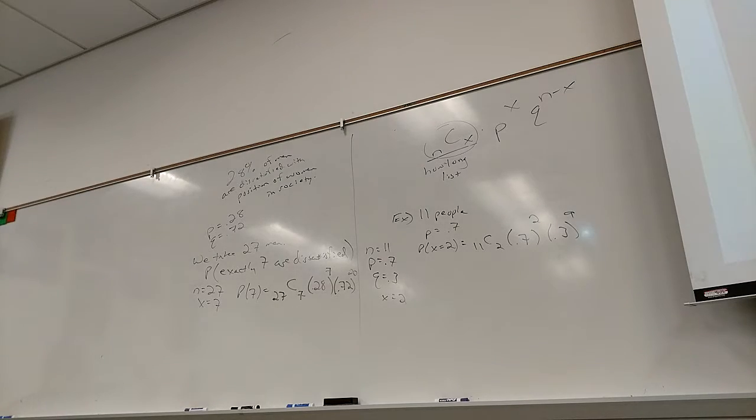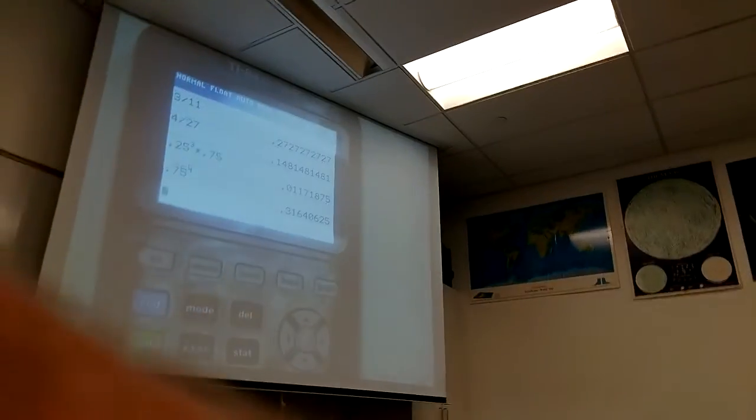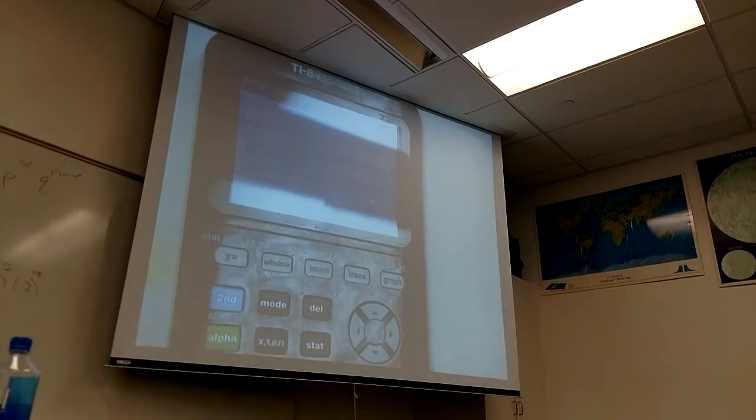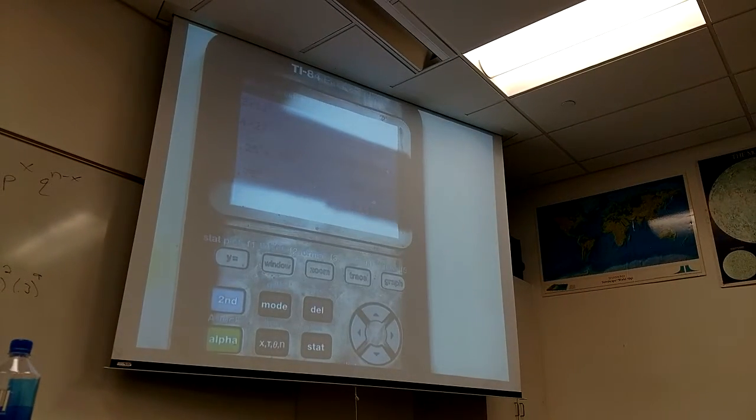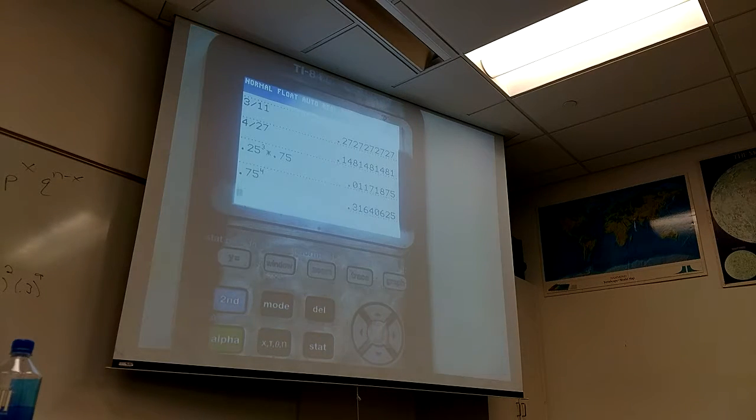So how does this look in the calculator? I should pay a TA just to sit here and move my camera around. Poor little thing. Okay, here we go.